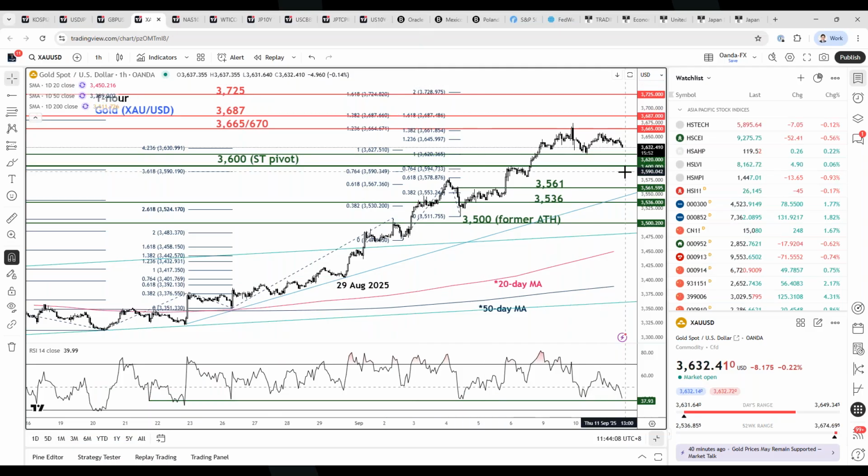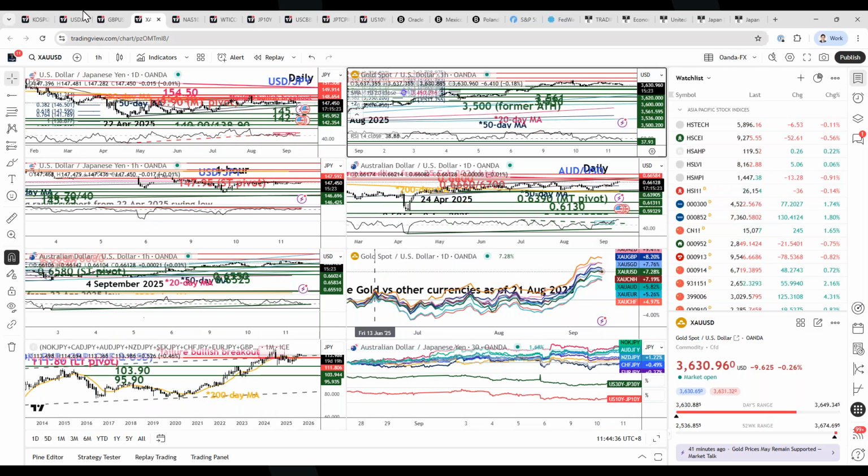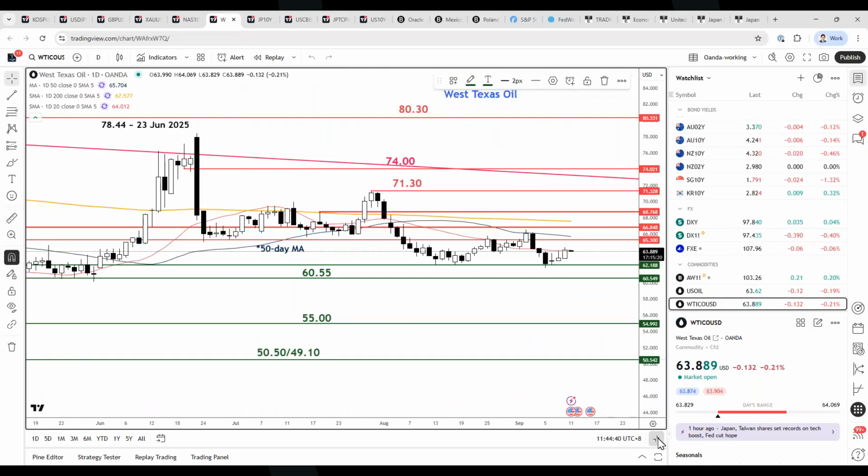Only a bearish breakdown below 3,600 level, which is the short-term pivotal support level, then that could trigger a deeper minor corrective pullback sequence towards this zone over here, 3,561 / 3,536, which is so the area of this minor ascending trend line from the low of 22nd of August. All right, so that's for gold XAU/USD. Lastly will be the West Texas crude oil over here.